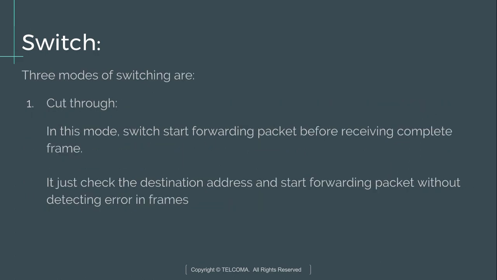The next is the modes of switching, or the working modes of the switch. A switch works in three modes: cut through, store and forward, and fragment free. First of all, let's discuss cut through. In this mode, the switch starts forwarding the packet before receiving the complete frame. It just checks the destination address and starts forwarding the packet without checking for errors in the frame. It only starts forwarding; it can't check the errors in the frames.